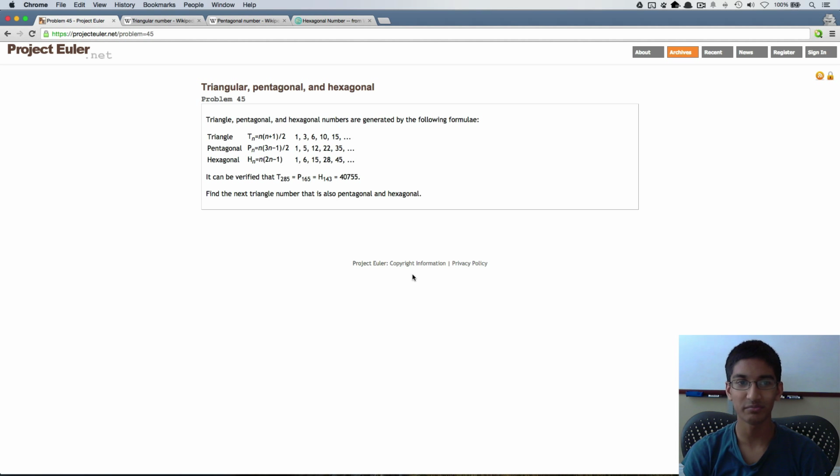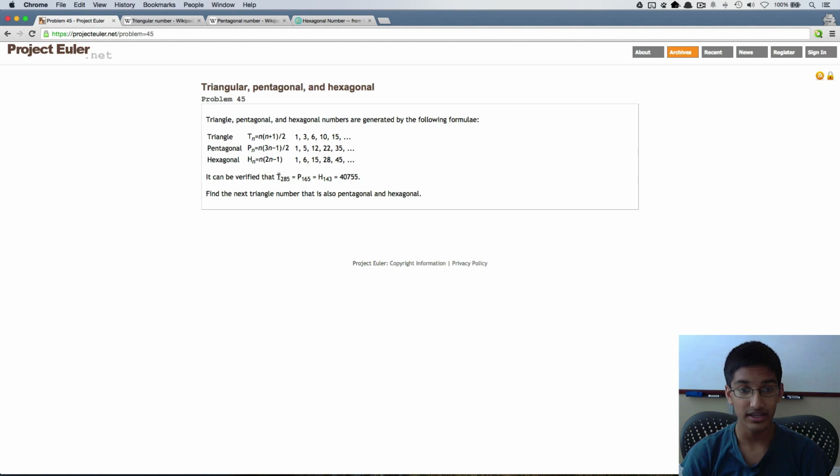Hi, today we're solving problem 45. Triangle, pentagonal, and hexagonal numbers are generated by the following formulae. So here we're given the formula for triangular numbers and the first two triangle numbers, pentagonal numbers, first two pentagonal numbers, hexagonal, first two hexagonal.